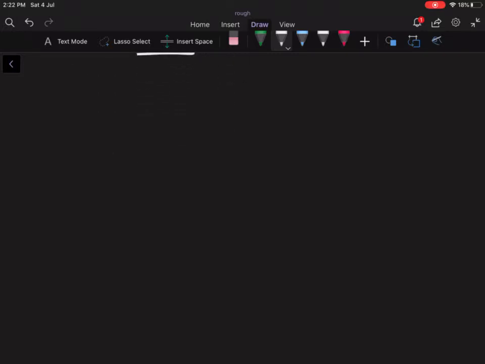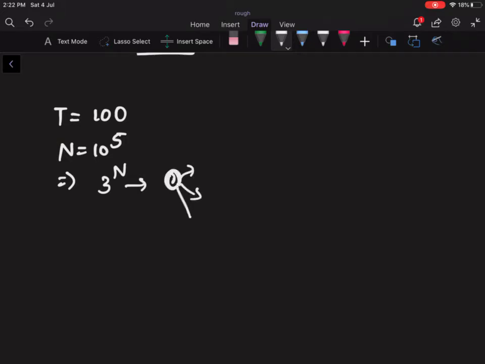If you see the constraints, I think it is a time complexity problem. T is 100 and n is 10 power 5. Simply, every time you have three choices, so you can have 3 power n choices, and you calculate each of the 3 power n choices. Suppose you are at the start, you have 0, and you have three choices. You increase the volume, which will be again 0. If you increase the channel, it's 1. If you decrease the channel, -1.